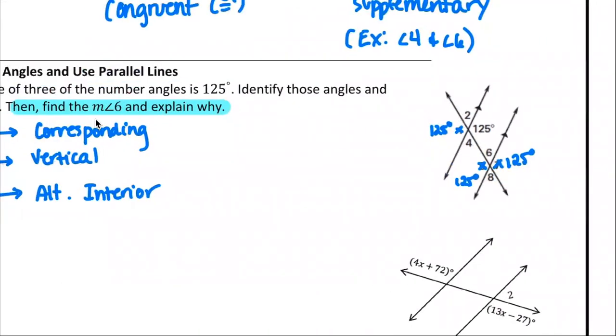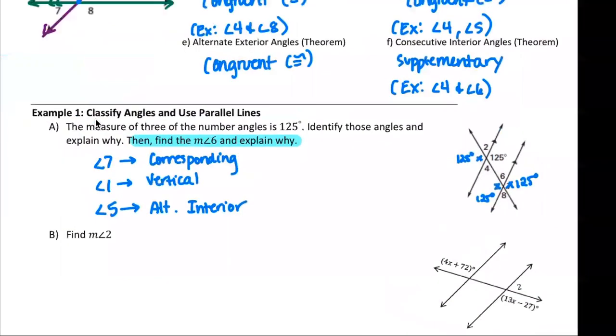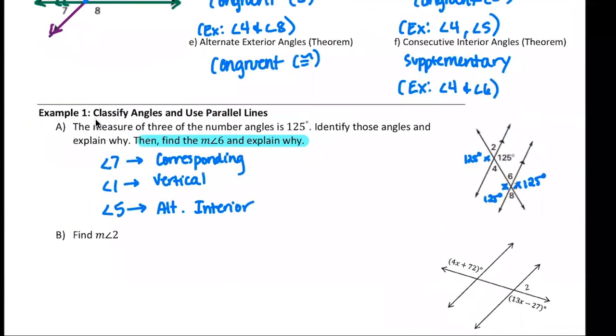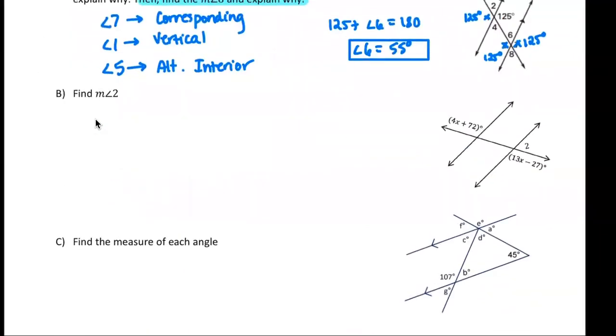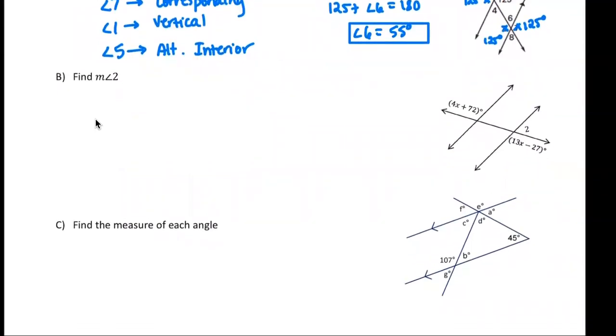Now, if I compare my angle that's 125 to angle 6, those angles are a perfect example of angles that are consecutive interior. And angles that are consecutive interior add to 180 degrees. So if we take 180 minus 125, that's going to give us our measure for angle 6, which is 55 degrees. All right. Now, what I want you guys to do is pause your video and see if you can come up with the measure of angle 2 for part B. Pause your video now and give it a shot.